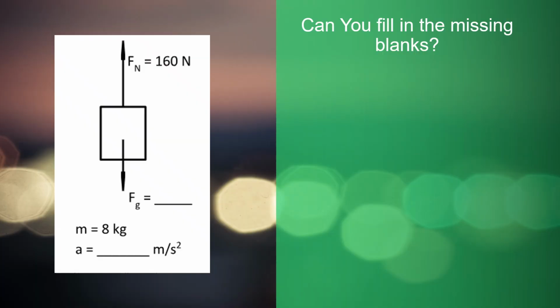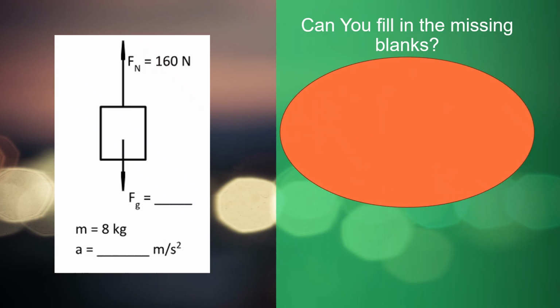Let's look at another problem with some missing blanks. In this problem, we have a normal force upward of 160 newtons, and a missing force downward. But we have the mass. Using the mass, we know that g is 10. We can go ahead and multiply 8 times 10, and that gives us the force downward, or the force of gravity using the mass, which is going to be 80 newtons, or 8 times 10, which is 80 newtons.